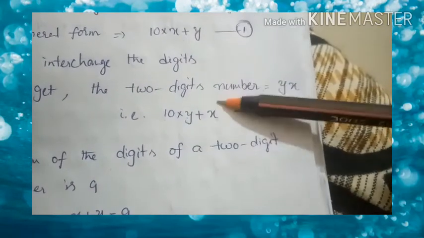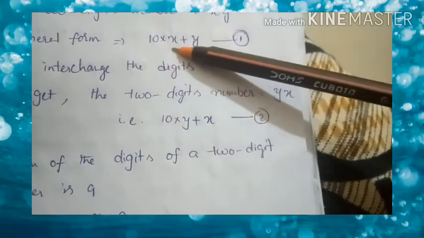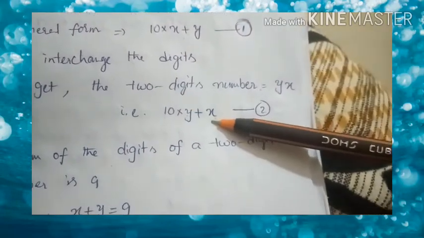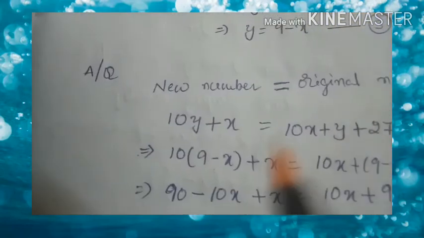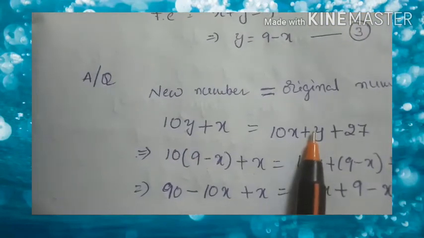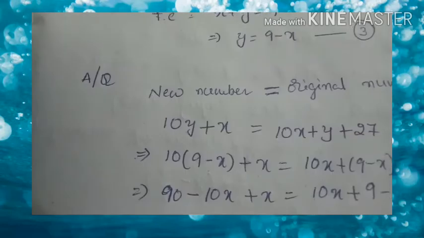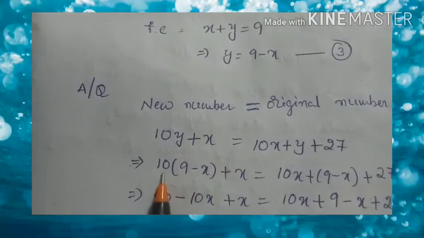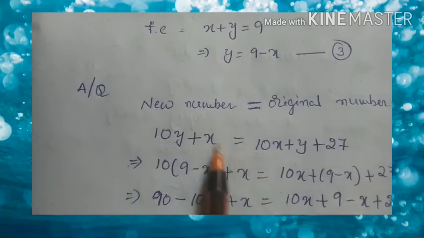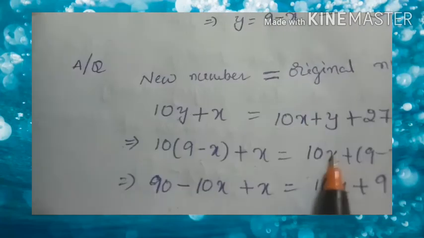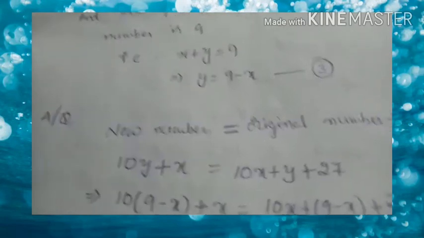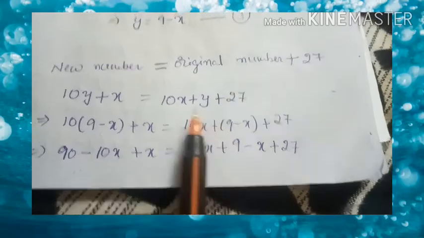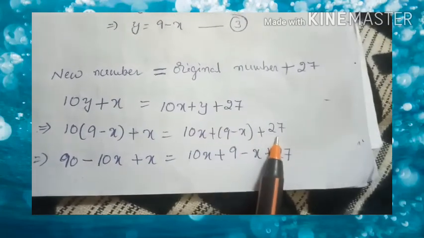Just observe, these two are different, not equal. This is x, this is y, this is y, this is x. Clear? So 10y plus x is equal to 10x plus y plus 27. Now substitute the y value, y is equal to 9 minus x. Then 10 into 9 minus x, plus x is equal to 10x plus, what is the y value? Yes, 9 minus x, plus 27.